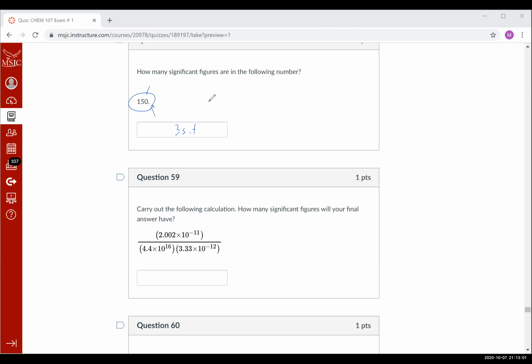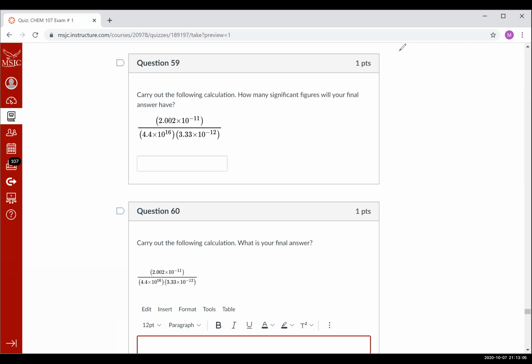Okay, so let's look at this next case. We're asked to carry out the following calculation. So thinking about multiplication and division, we care about the least number of sig figs, which is 2 sig figs. So our final answer will have 2 sig figs. And if we punch this into our calculator, we get 1.36 times 10 to the negative 16th that we round to 1.4 times 10 to the negative 16th. Does that make sense to everyone?